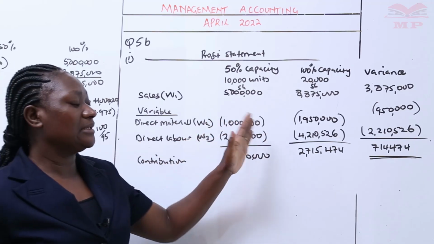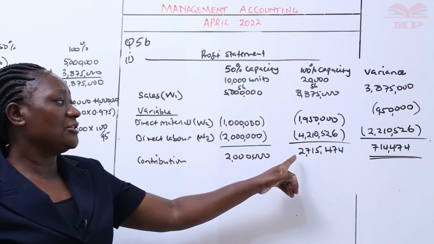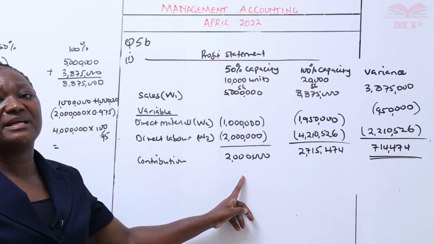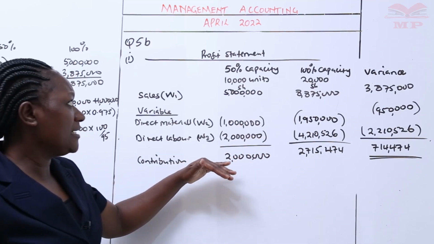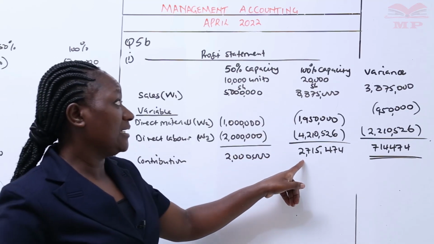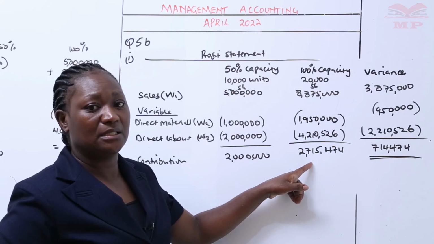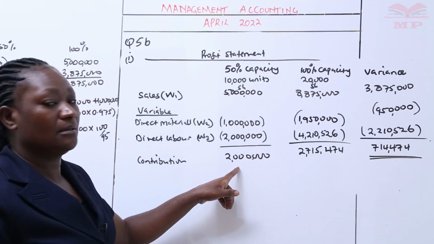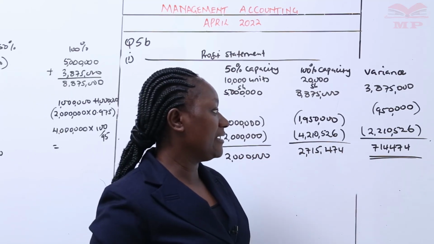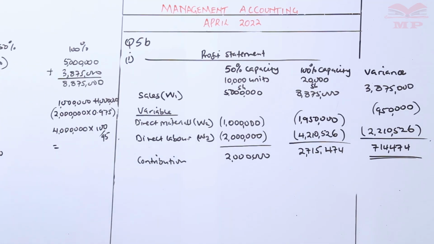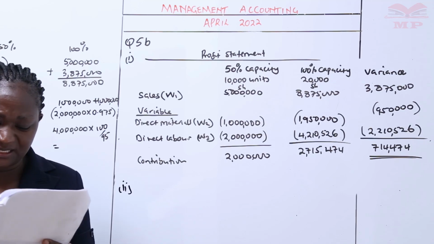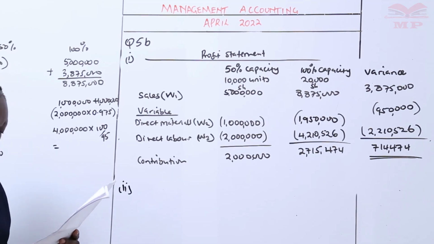So when we want to advise the firm, our intention is what is the effect of the 100% capacity on 50%. So if we have a contribution of already 2 million and then a contribution of this, it means that when a new order is accepted, it will contribute 2,715,470, which is increasing the existing contribution by 714,474. So in the Roman number 2, we are now to advise the management of Asili Limited on whether to accept the offer or not.